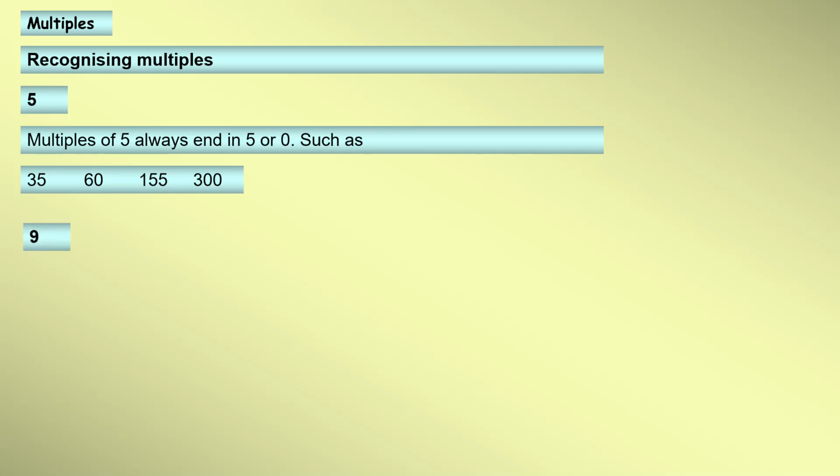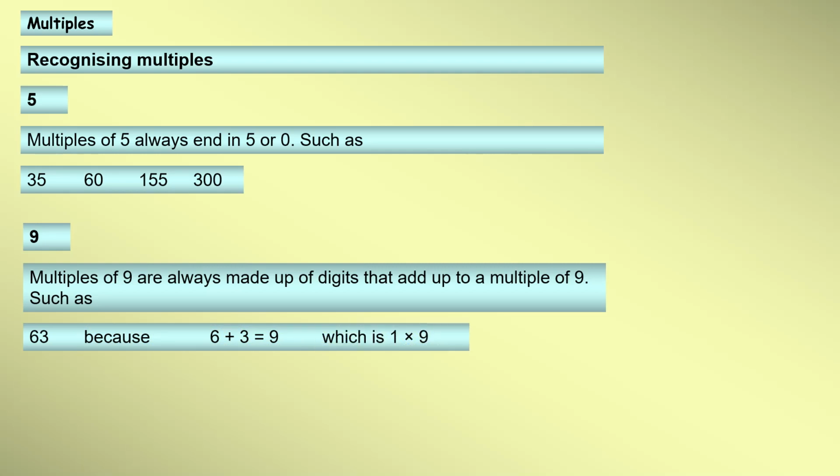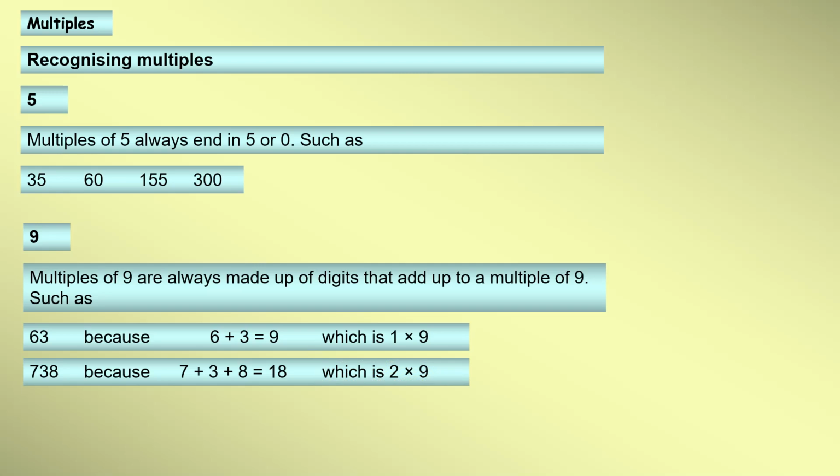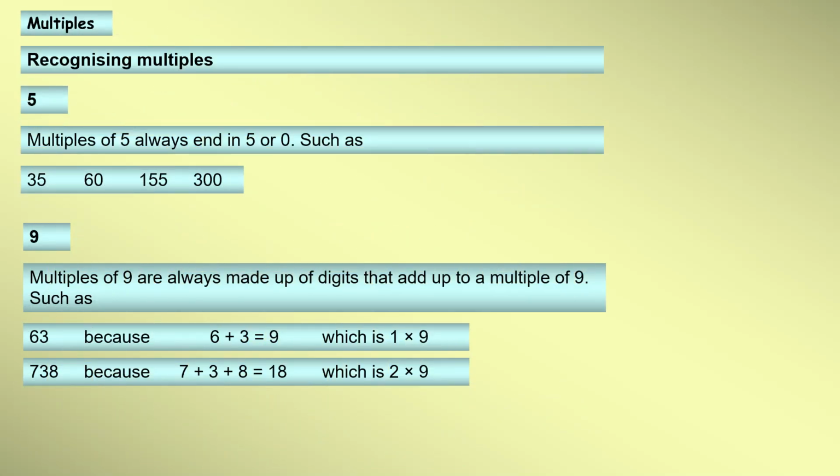9 times table. How can we recognize if numbers are in the 9 times table? Well, they're made up the same as the 3. If we add their digits and they're in the 9 times table, then they're multiples of 9. So 6 plus 3 gives us 9. That's in the 9 times table. So it's job done. 7, 3, 8. So we've got to add those numbers. 7 plus 3 gives me 10. Plus 8 is 18. Is 18 in the 9 times table? Yeah, 9 times 2. So it's a multiple of 9. So those are the 4 numbers or 4 tables we're going to look at.